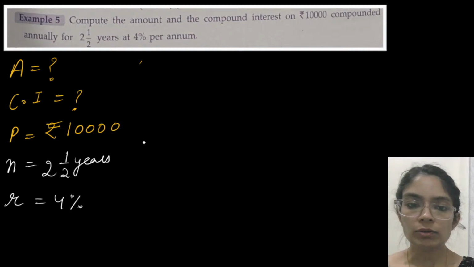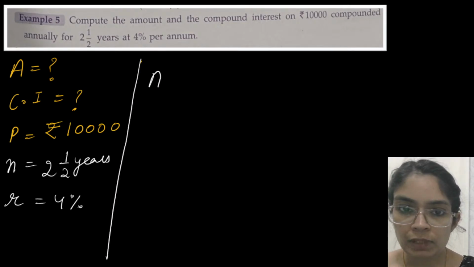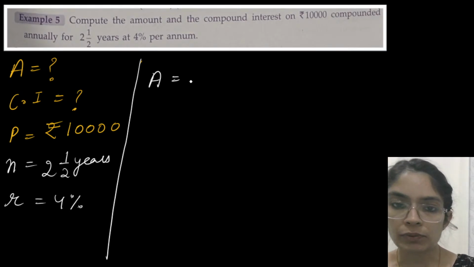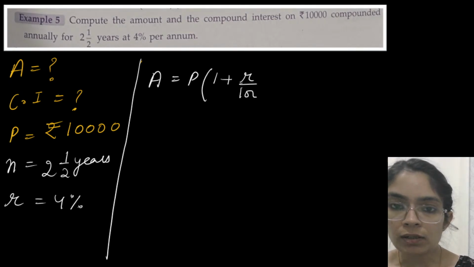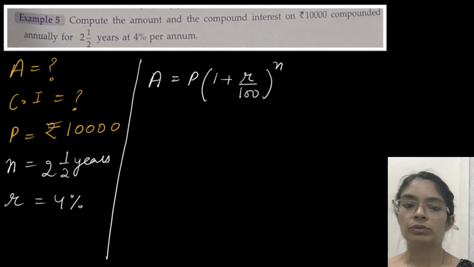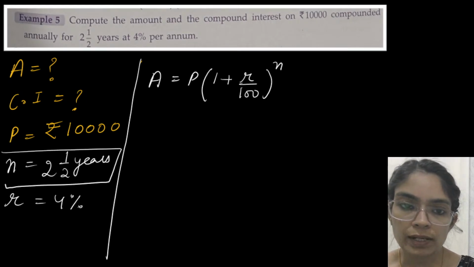Okay, so how to do this question? Just see it carefully. Amount is equal to, normally we know the formula of amount. Amount is equal to P into 1 plus R by 100 whole power n. This is the formula of amount we use. But here the time period is a little different. Time period is 2.5 years.